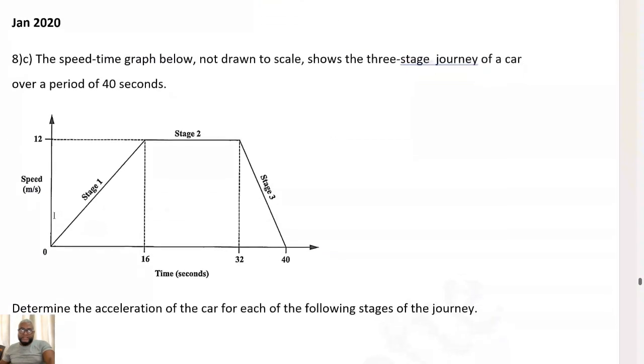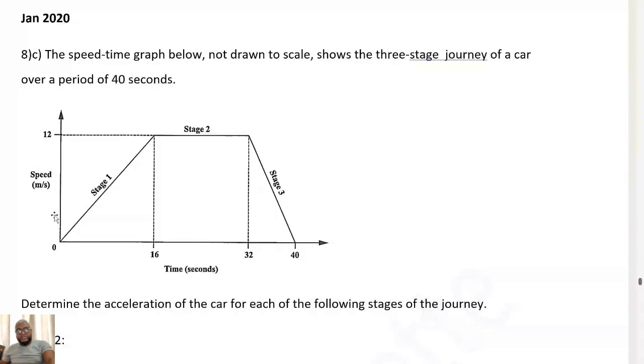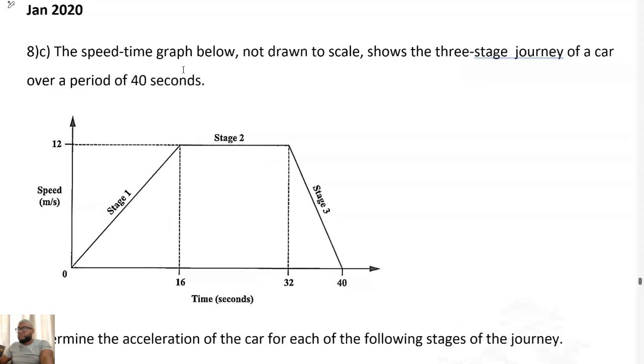We're jumping straight into January 2020. So let's analyze this speed-time graph. Stay with me. The speed-time graph below, not drawn to scale, meaning these are not the actual lengths, shows the three stages of a three-stage journey of a car over a period of 40 seconds.